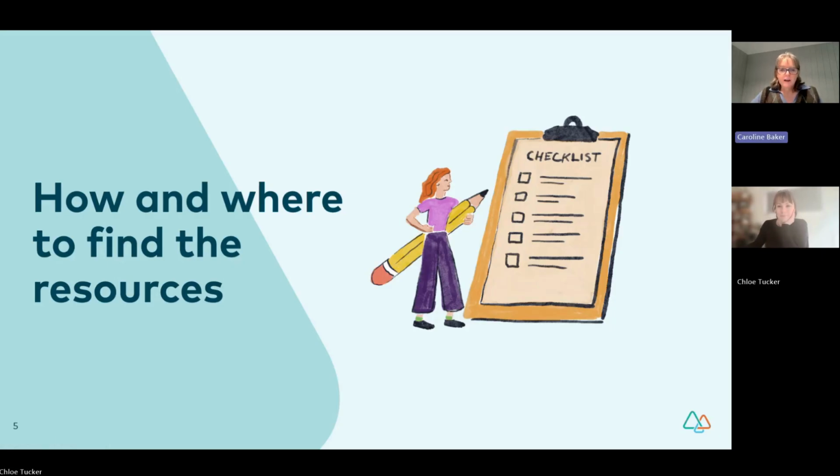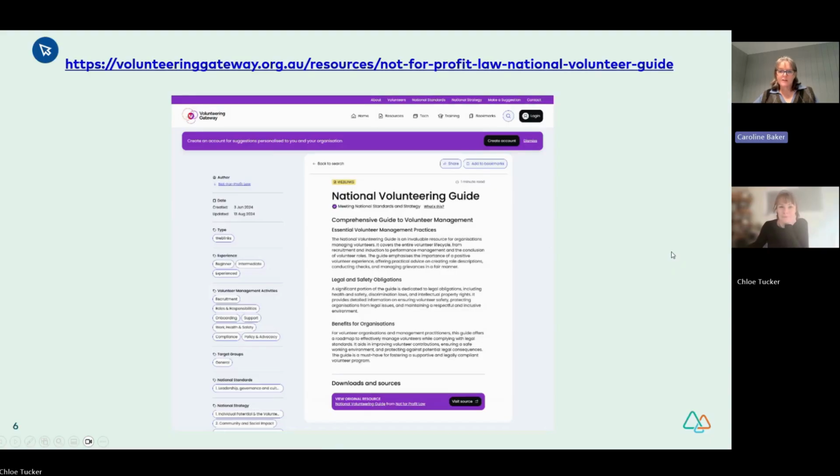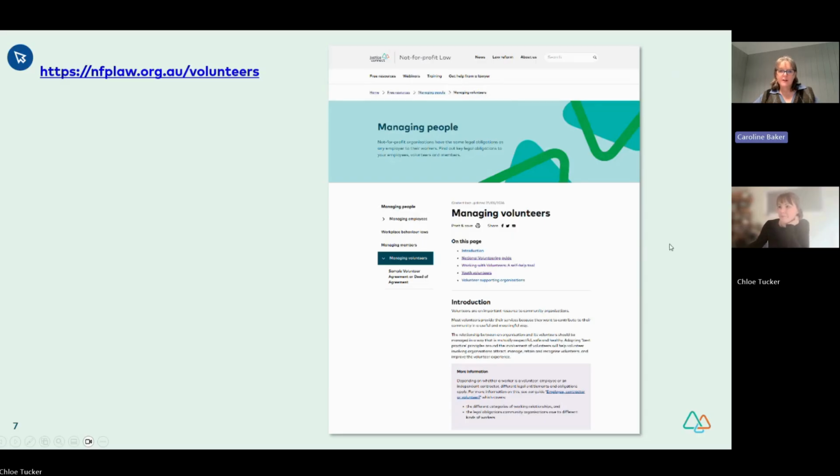So let's dive in. I'll start by showing you where to find our resources. From the Volunteering Gateway, click on the page that's called National Volunteering Guide. Once you're on the Not-for-Profit Law site, there is a dedicated page that brings our volunteer resources together. While we have hundreds of resources across our website, starting with our volunteering page is an easy way in. It'll guide you to any other relevant resources you may need.